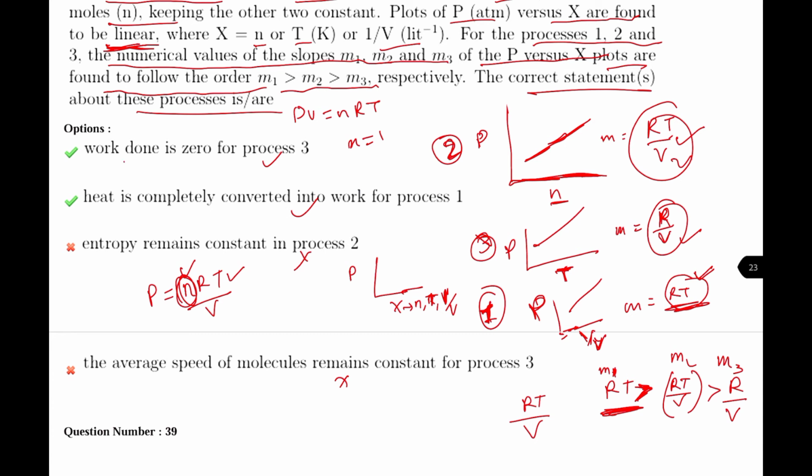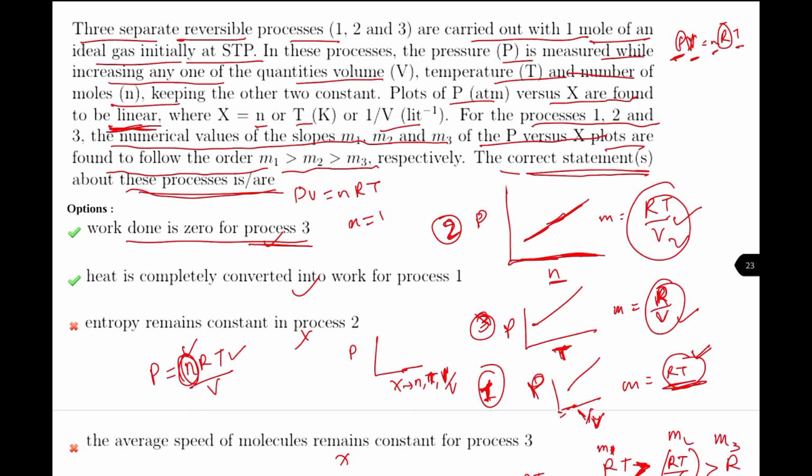Seeing the options, work done is 0 for process 3. Yes, definitely, because volume is constant. Process 3 is the P versus T graph, which means only pressure and temperature are changing. Volume is kept constant. So definitely work done is PdV, which is 0. So this option is right.